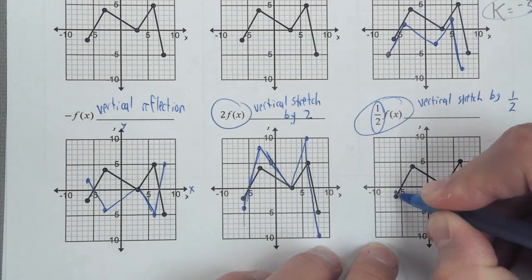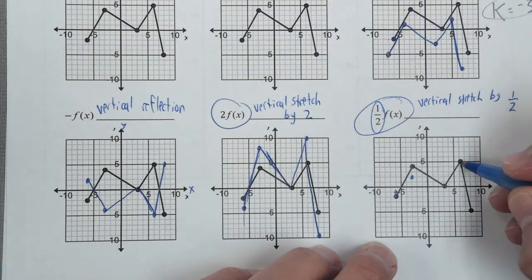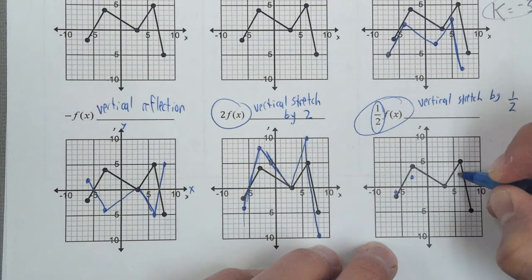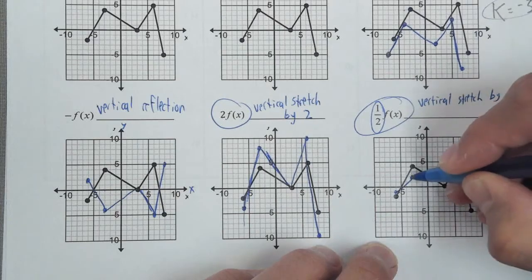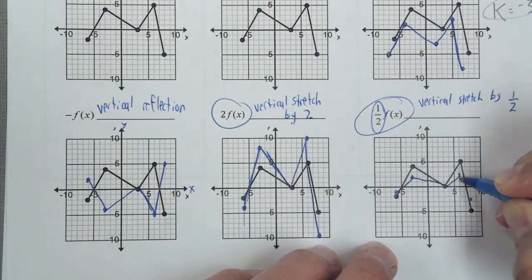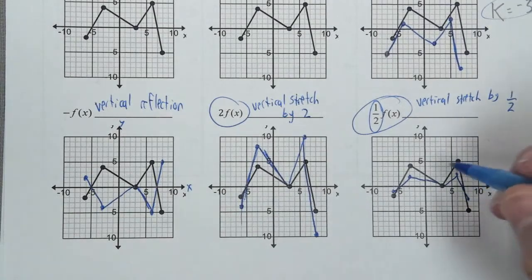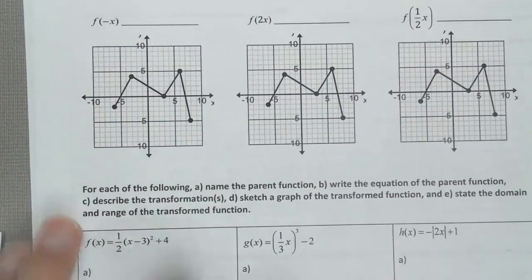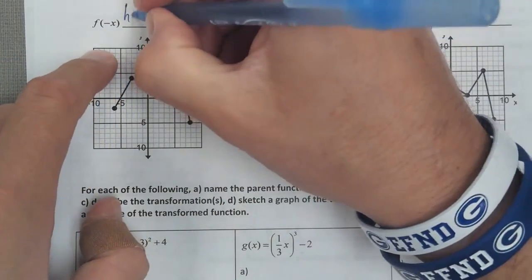So I'm taking this value of 2, I'm going here, because 2 divided by 2 is 1. 4 divided by 2, 2. 0 divided by 2, still 0. 5 divided by 2, we've got to split it, 2.5, and then 2.5 down here this time. Okay, so there it is. Again, got to be consistent with positive and negative here. But that's the vertical stretch by 1/2.